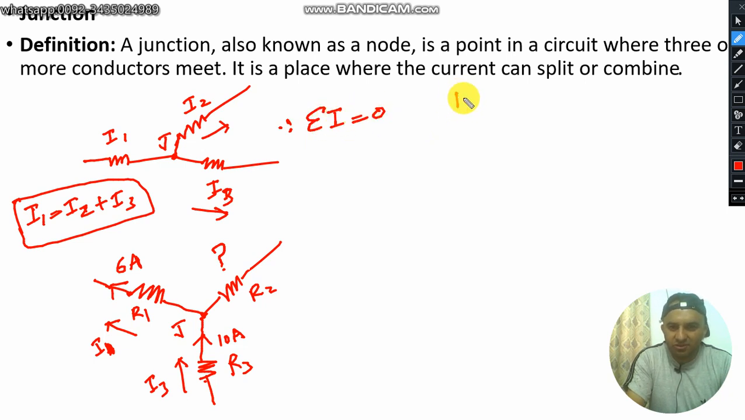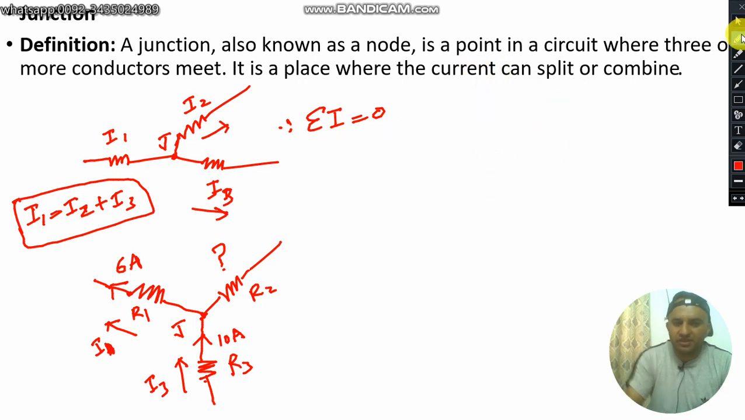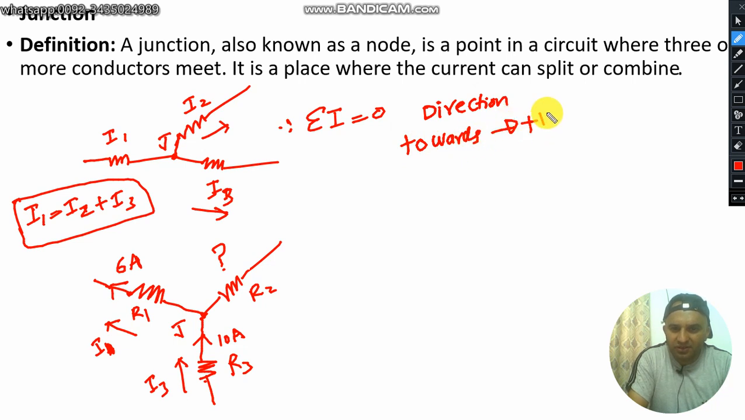So in this case we need to define the current direction. The current towards a point, the current that enters towards a point, is taken as positive, and the current that moves away is taken as negative.